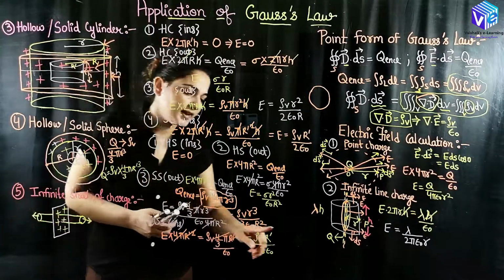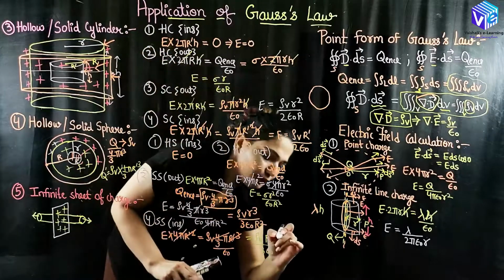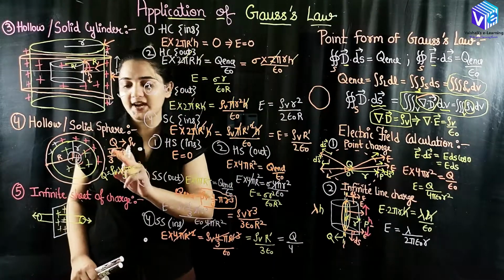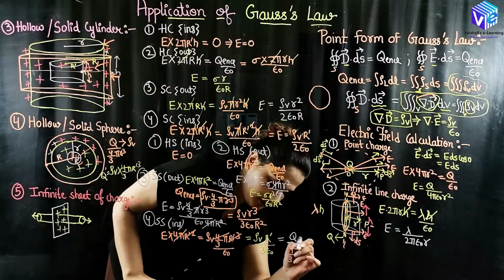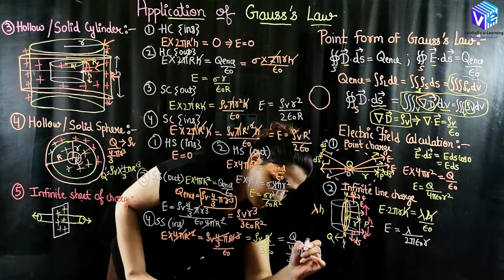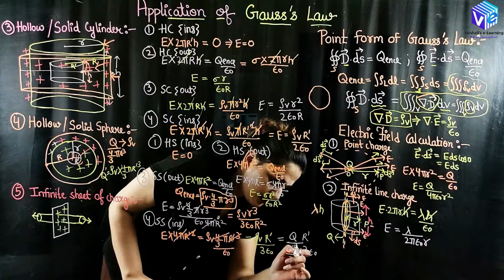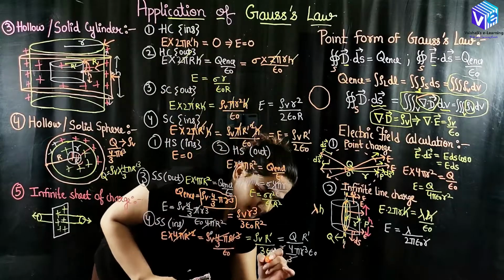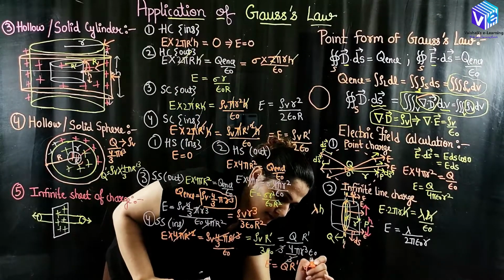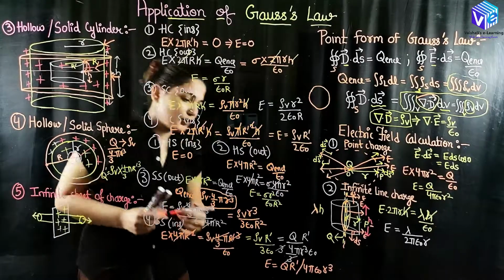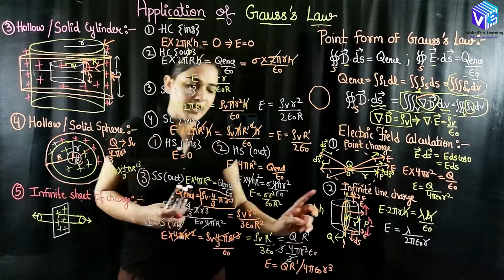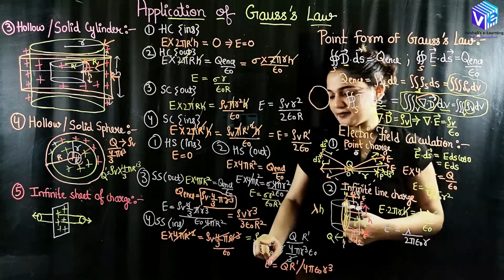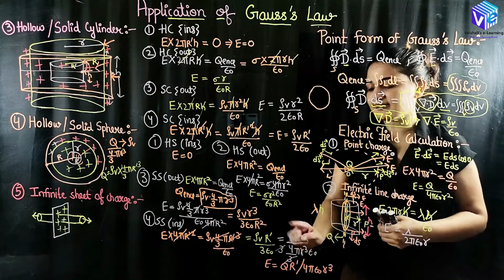So I have got rho v r dash upon 3 epsilon naught. I know rho v is given as charge upon volume. What is rho v? Rho v is charge upon 4 by 3 pi r cube. So this 3 and this 3 multiplied over here will get cancelled out, and I will be getting q r dash upon 4 pi epsilon naught r cube. So this is how I can simplify, and I can find out the electric field in terms of rho v, or I can find out the electric field in terms of q.